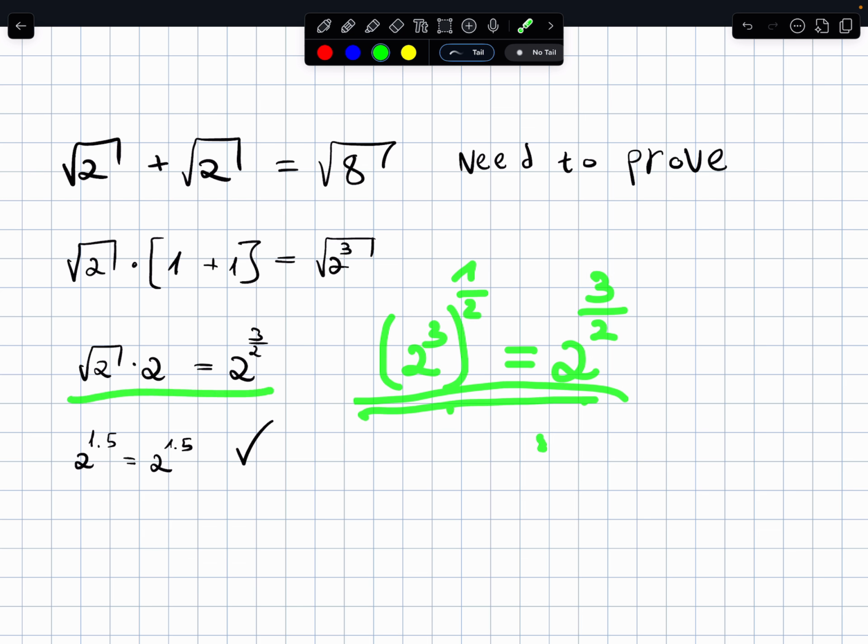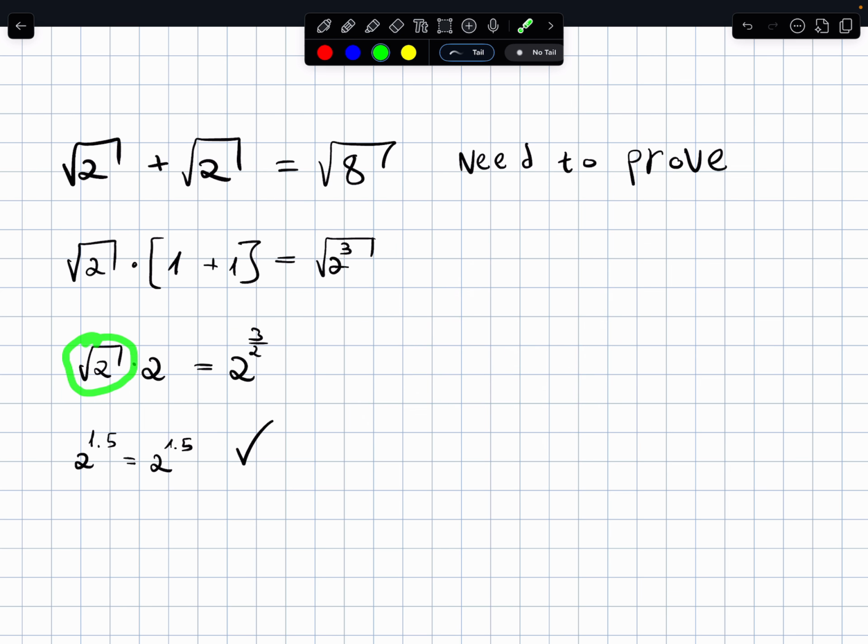that is this way. And here what we know is this is 2 to the power of a half, which is the square root of 2. Okay, and we do 2 to the power of a half times 2 equals 2 to the 1.5, because we just add the exponents together, and then we get that the two sides are equal to each other. That's when we prove that.